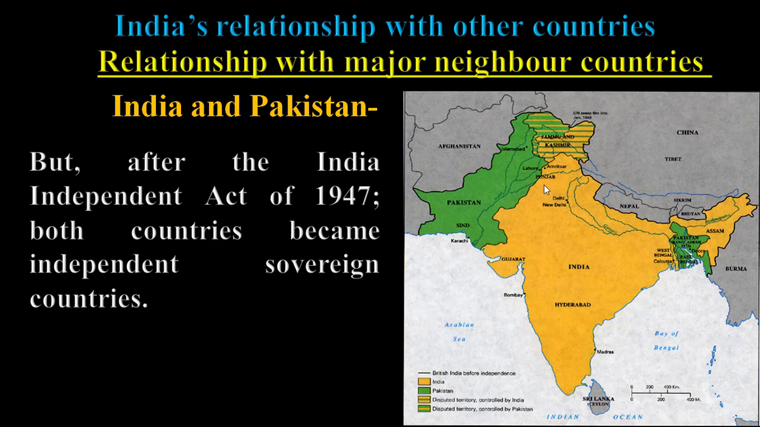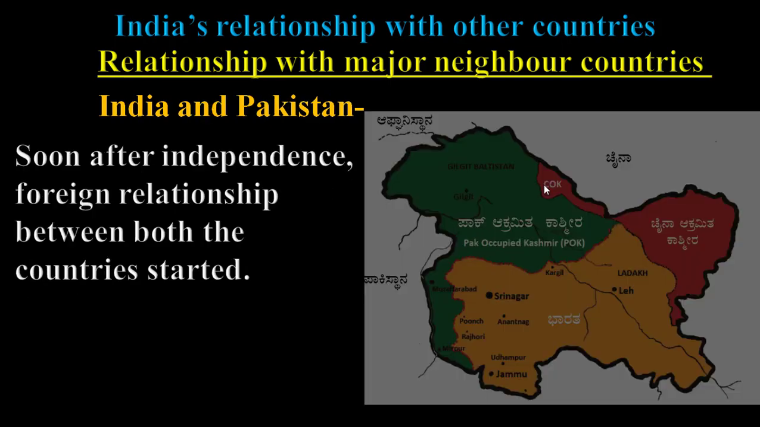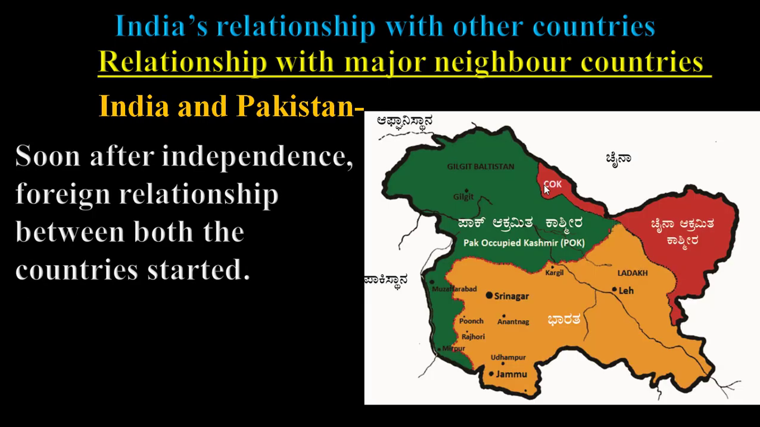You can see the area which is covered by Pakistan. So after 1947, both the countries were declared sovereign countries. After the independence, the foreign relationship between both the countries started. Obviously, after the independence between India and Pakistan, the foreign relationship has started.